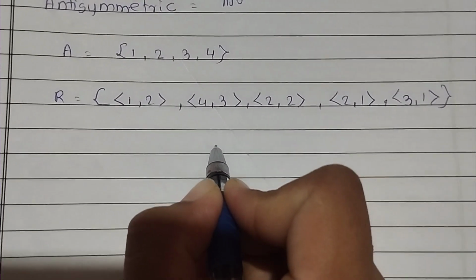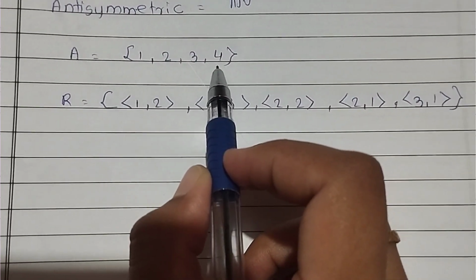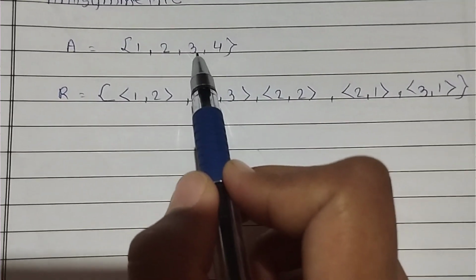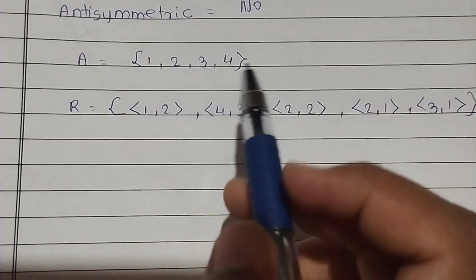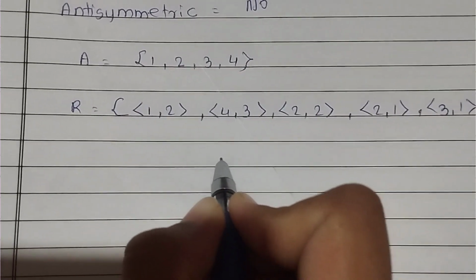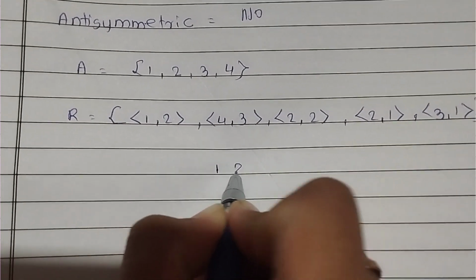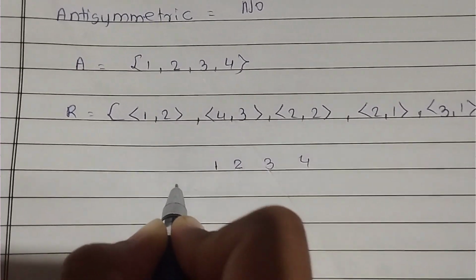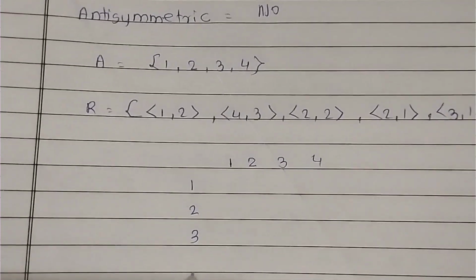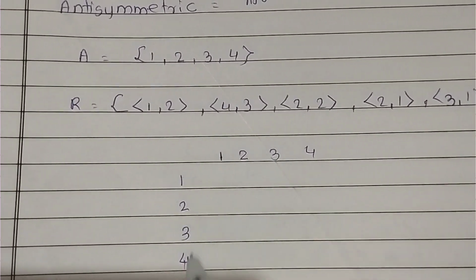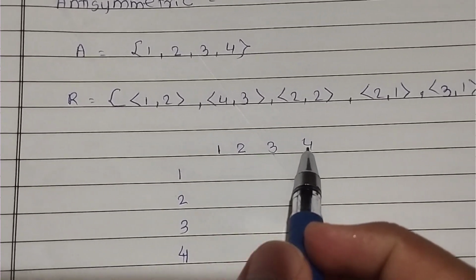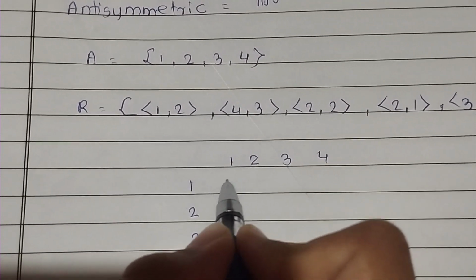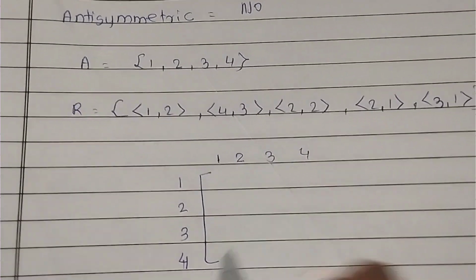Let's start. If 4 elements are given, then the matrix is 4 by 4. If 3 elements are given, then the matrix is 3 by 3. So first write all the elements in rows and columns, 1 2 3 4, and here also 1 2 3 4. This is the rough work, and I suggest you write this using a pencil. Now we draw the matrix.